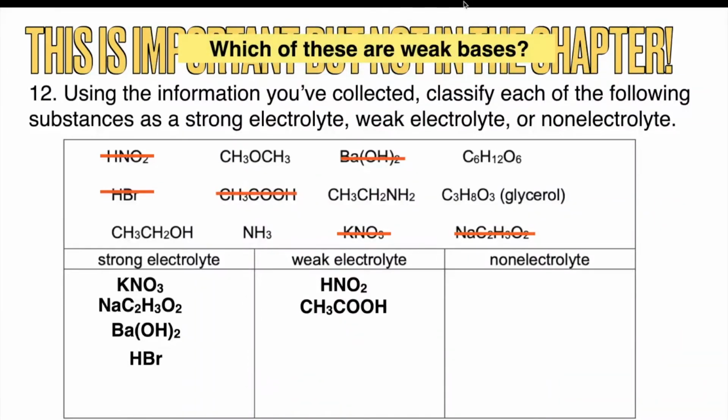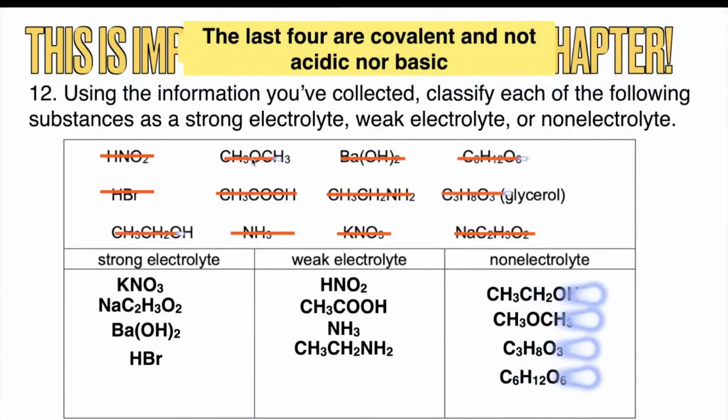Okay. Which of these are weak bases? Well, I see NH3, so that's always easy to identify. And then do we see any other ones? Oh yeah, I see an amine right there. What about these last ones? Glycerol, glucose. Look how similar those look. Those are both non-electrolytes. And then take a look at this. We have ethanol, and this is an ether, but it looks very similar. So the last four have to be non-electrolytes. Again, notice how similar the non-electrolytes are to each other. That's kind of the key.